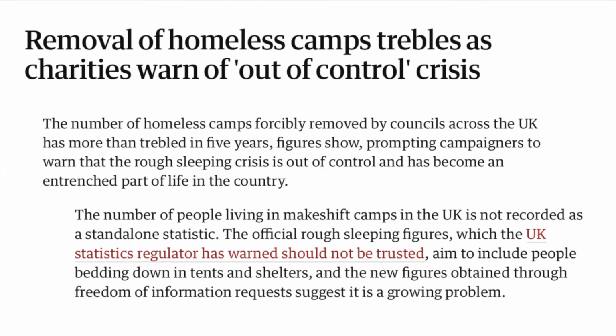Welcome back. There are a few shortcuts activated here, but two are causing us the most problems. Phrases like out of control crisis, growing problem, and entrenched part of life all activate the idea that homelessness is a vicious cycle, one that cannot be stopped. Add to that criticism of the official homelessness stats by the UK statistics regulator, and you activate the shortcut that the system itself is rigged, and so no change is possible.